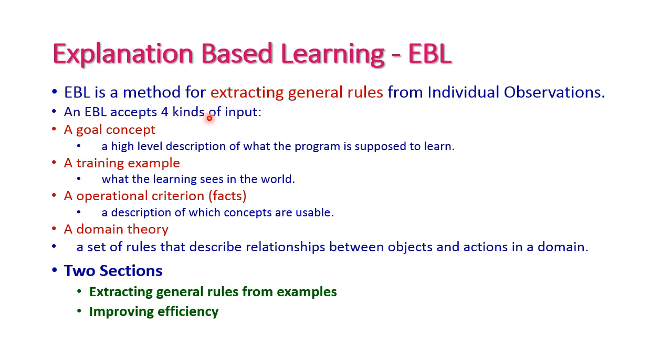EBL accepts four kinds of input. The first is the goal concept, the second is the training example, the third is the operational criterion, otherwise called facts, and the fourth is the domain theory. The domain theory contains a set of rules, and it will apply all the rules on those samples, then finally reach the goal by extracting the general rules, which are used to explain those examples. As per our syllabus we have two sections: first, extracting general rules from examples, and second, improving efficiency. We will see all these things in this video.